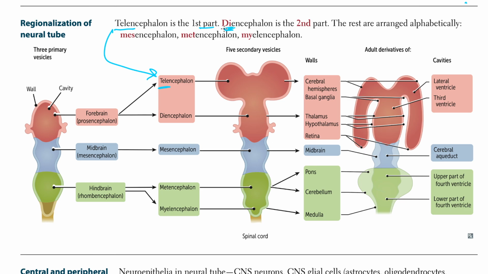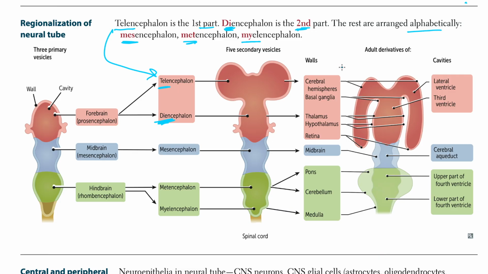Diencephalon, simple high yield thing. Di means two, so two things. Diencephalon is the second part, so two. Second, the rest are arranged alphabetically. So we have the mesencephalon, metencephalon, and myelencephalon.